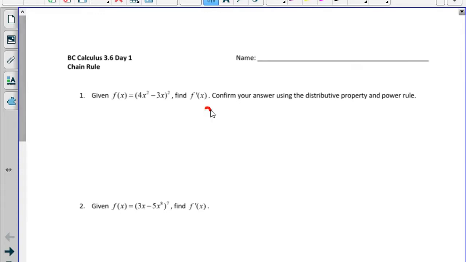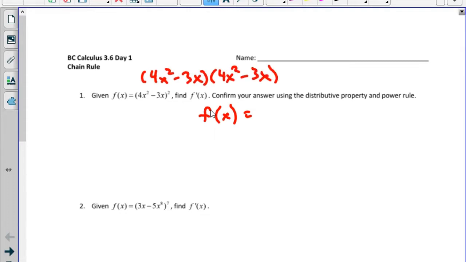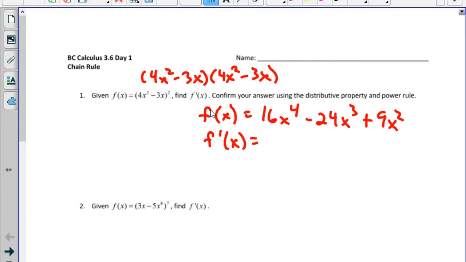If we use the distributive property and the power rule and kind of figure out what's going on, if we write it as 4x squared minus 3x times 4x squared minus 3x, distribute all that other good stuff, we get 16x to the fourth minus 24x to the third plus 9x squared. Then taking the derivative of that, that's pretty simple. We get 64x to the third minus 72x squared plus 18x.